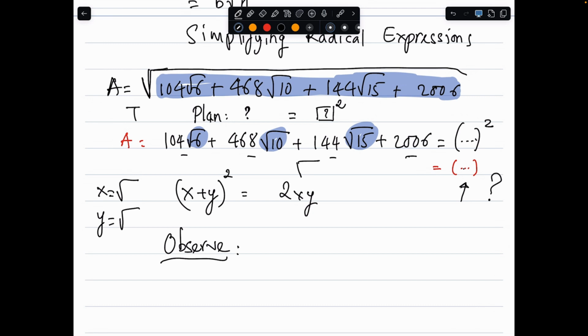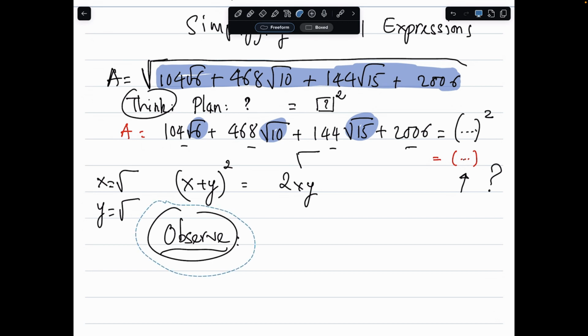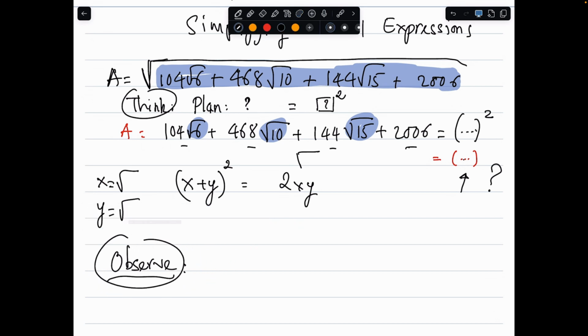So here you have to think logically. This is a question in the exam. It should be solved in a finite amount of time. So the expression under the square root has to be a square. And then now you have to observe. So this is think, observe. That's what you do in solving mathematical problems and in solving any problems.